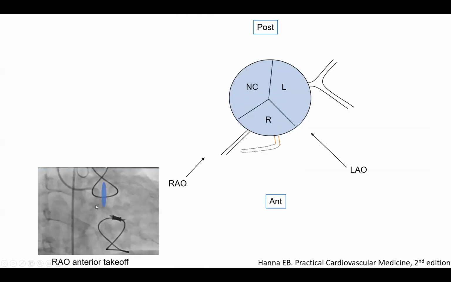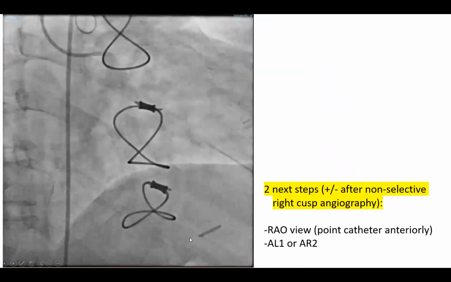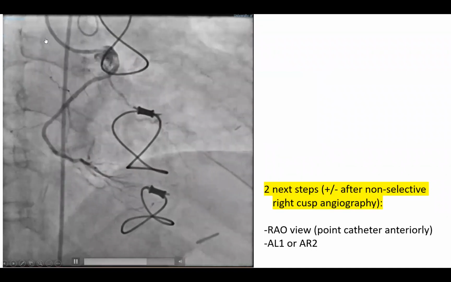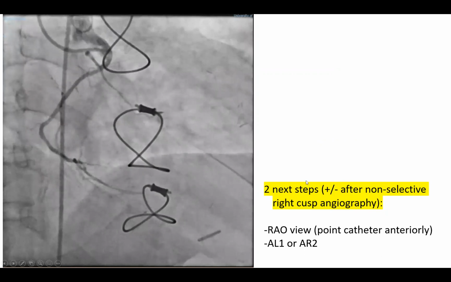Two, you confirm that, then you do RAO view. This is RAO view, and you make your catheter aim anteriorly this way in an RAO view, okay? Orthogonal to the anterior wall of the aorta. So this is what was done here. So we went RAO in that same case, and we were able to engage it, aiming the catheter anteriorly.